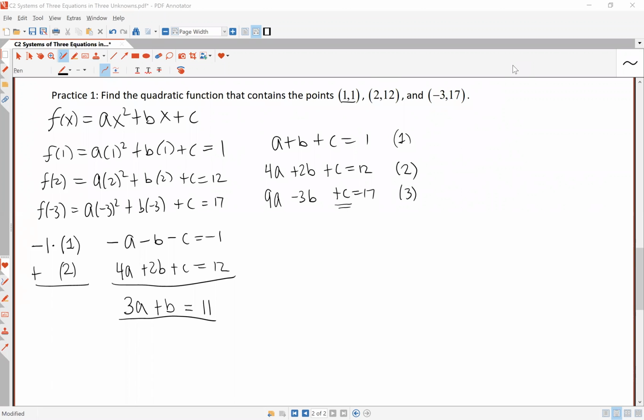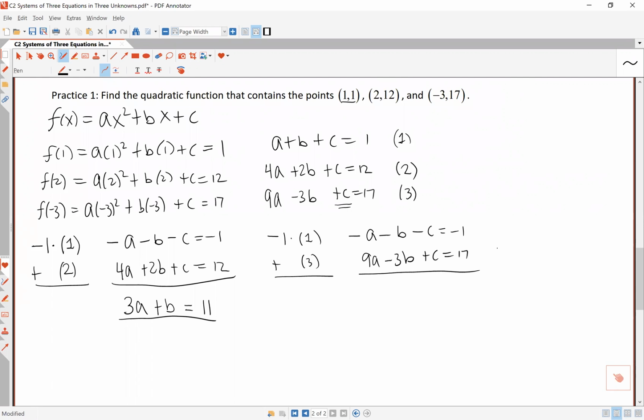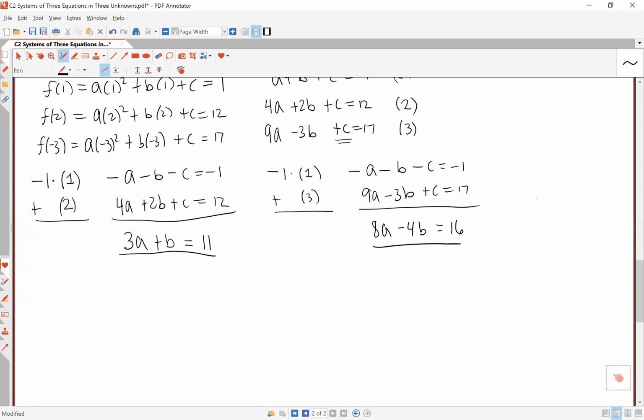This time we'll use equations 1 and 3. We'll take the opposite of equation 1 and add that to equation 3. -a minus b minus c is -1, and equation 3 will be unchanged, 9a minus 3b plus c equals 17. -a plus 9a is 8a. -b minus 3b is -4b. And -1 plus 17 is 16. That's my second equation. I'll put these two together.